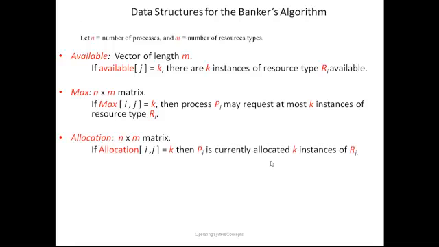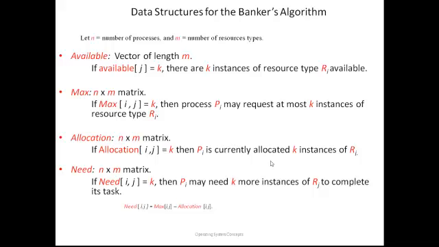Allocation is an n times m matrix. If allocation[i][j] is equal to k, then Pi is currently allocated k instances of Rj. So need matrix is an n times m matrix. If need[i][j] is equal to k, then Pi may need k more instances of Rj to complete its task. So need[i][j] is equal to maximum[i][j] minus allocation[i][j]. That is, need is equal to maximum minus allocation.